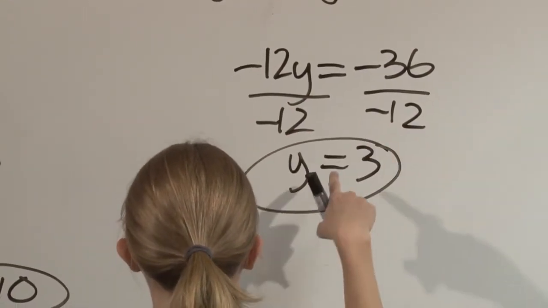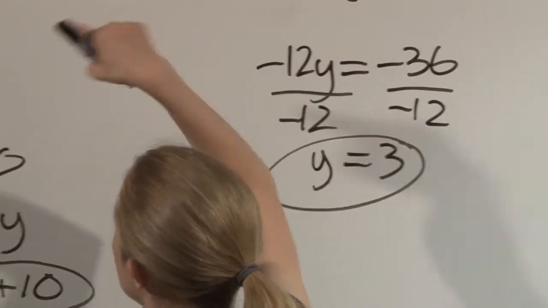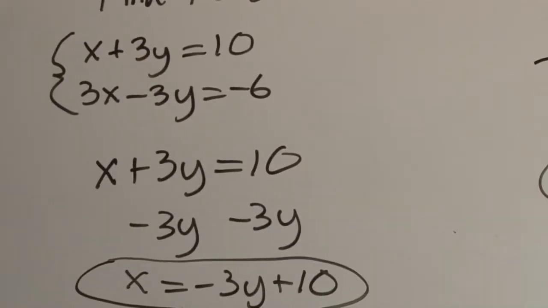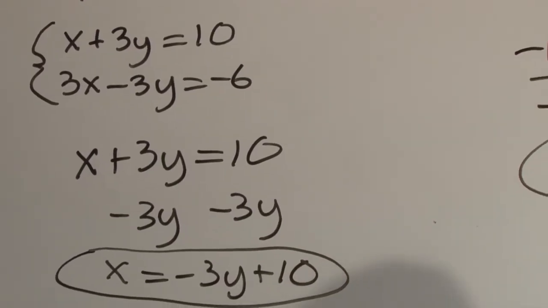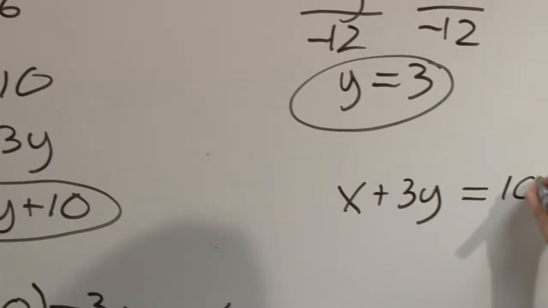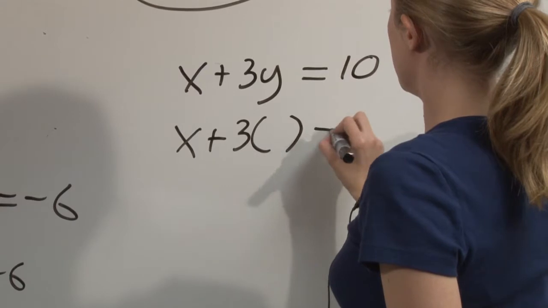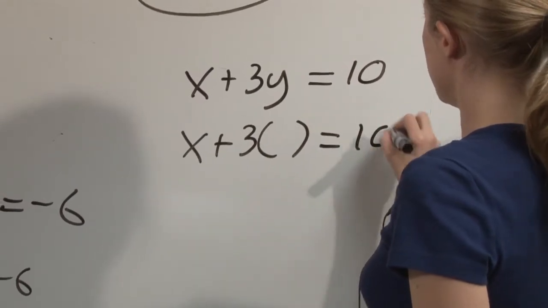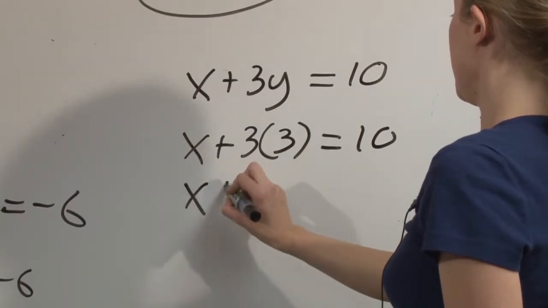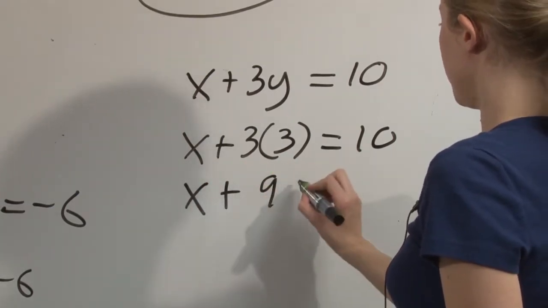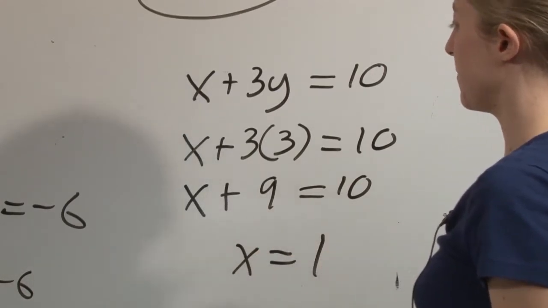So now I can take this expression for y, which is a number, and plug it into either equation. It doesn't really matter which one. So I'm going to take the first equation again. x plus 3y equals 10. And I am going to put the parentheses where the y was and substitute in the 3. So x plus 9 equals 10. So x must equal 1.